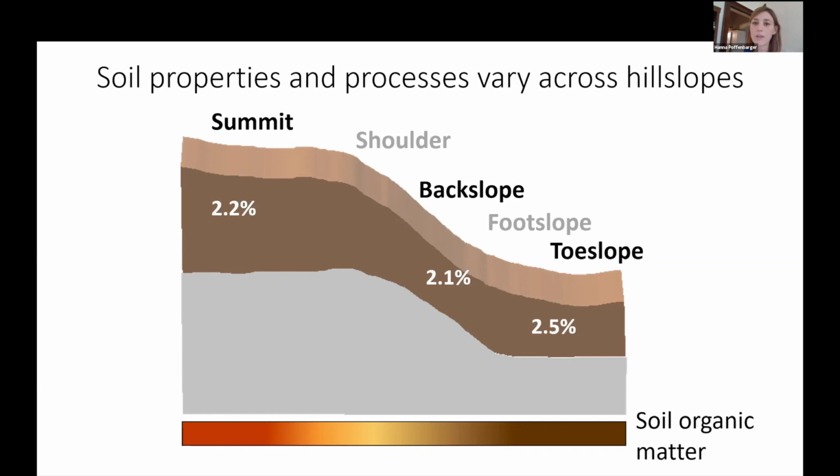So in general, we tend to see that most soil resources are available at the bottom of the hill, which kind of makes sense, but also at the bottom of the hill, it's the area that's most prone to excessive water.